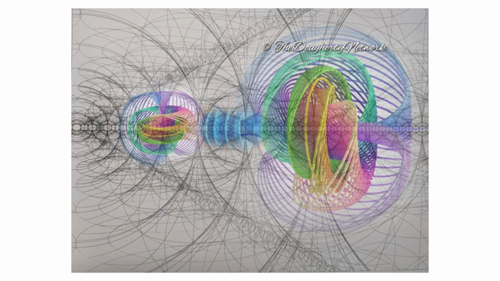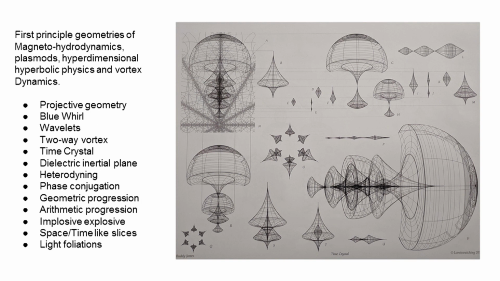First principle geometries of magnetohydrodynamics, plasmoids and hyperdimensional hyperbolic physics of the vortex geometry here. So you have projective geometry, which is geometry that projects a shape and moves and shows dynamism. You have the blue whorl shape right here, and that's how it's nested. It's nested inside of that filamental structure. You have wavelets. Wavelets are here and here, and they are how waves actually compress into literal waves and the harmonics of wave nesting inside of the structure.